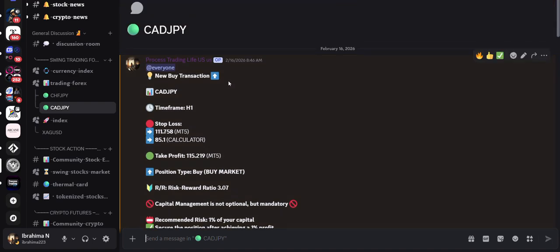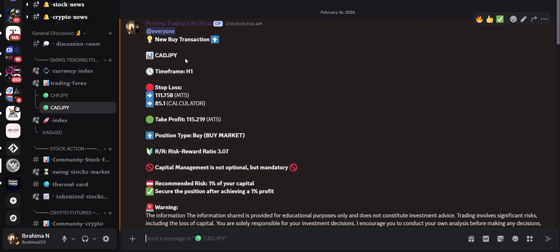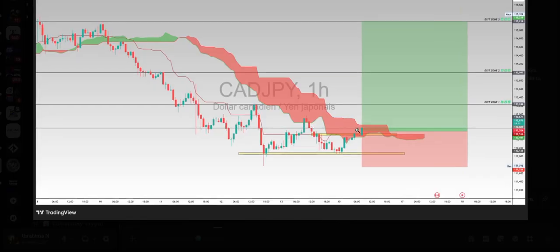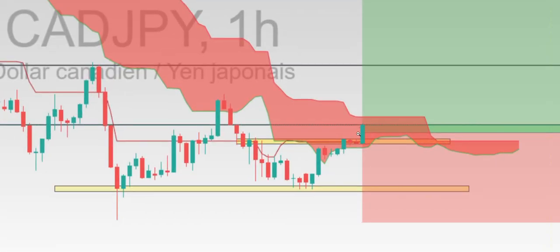Next, the CADJPY currency pair. The position was opened on February 16th at 8:46 AM. Again, it's CADJPY. The time frame is noted, the stop losses. So the entry was made here, as you can see.